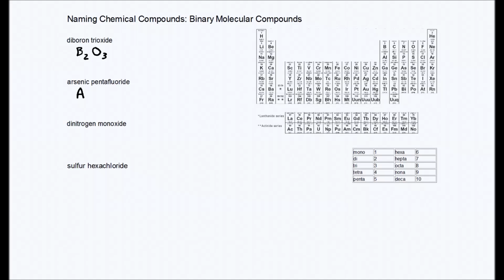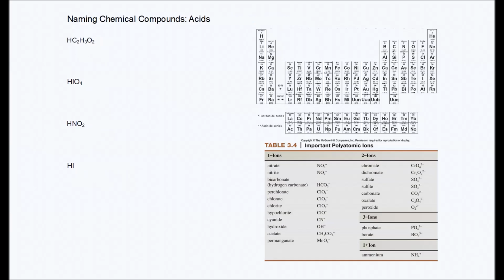This happens to be As, in case you are curious. Pentafluoride. Fluoride is fluorine, which is F. Penta means 5, so this is AsF5. Dinitrogen, N2. Monoxide. Oxide, oxygen, mono 1, so O. N2O. Sulfur, no prefix, S. Hexachloride. Hexa is 6, chloride is Cl, so SCl6.